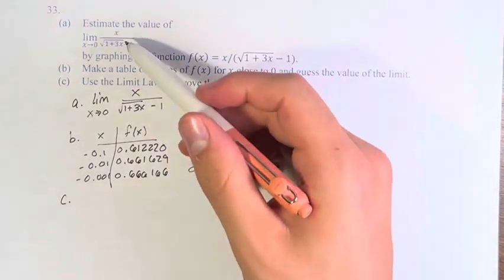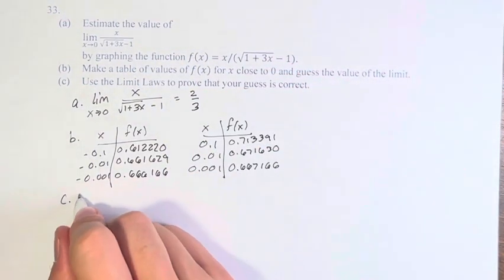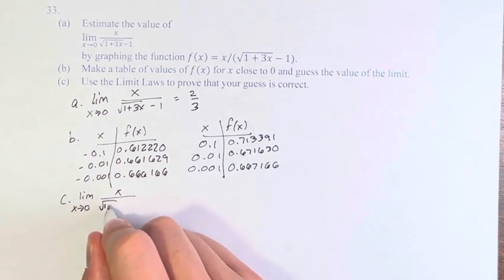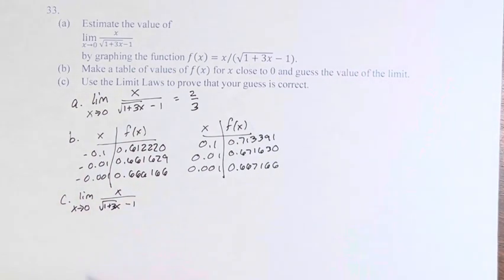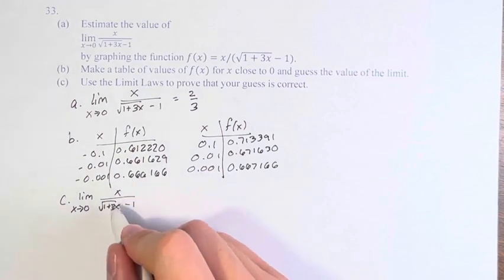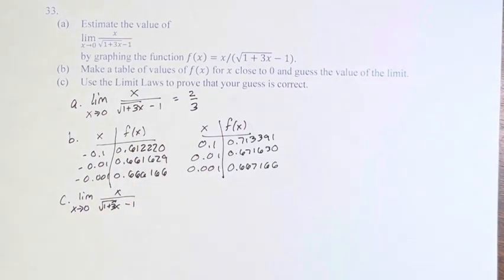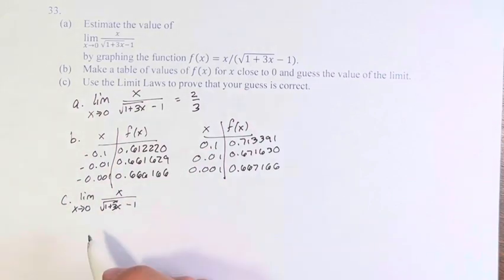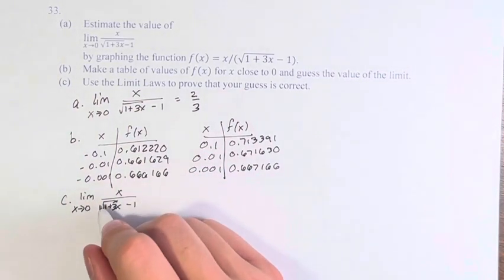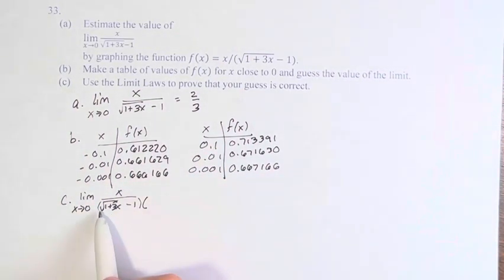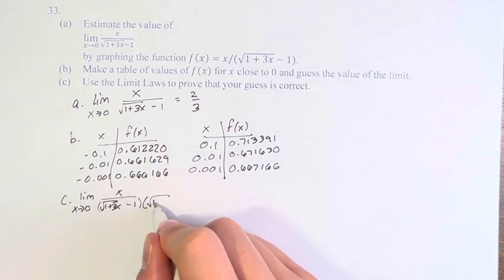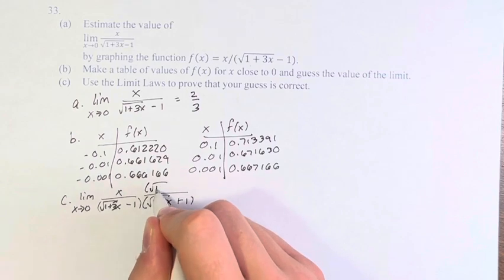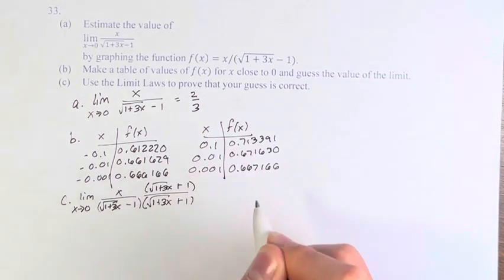And finally, we're looking to estimate this value using the limit laws. So we have the limit as x approaches 0 of x over the square root of 1 plus 3x minus 1. We want to just plug in 0 to solve for it, but we have to rationalize the denominator and do some other calculations because we'd just be dividing by 0 right now if we didn't do any simplifications. So we have the square root of 1 plus 3x minus 1. So we multiply this by the square root of 1 plus 3x plus 1. Of course, you have to multiply the numerator by the same value.